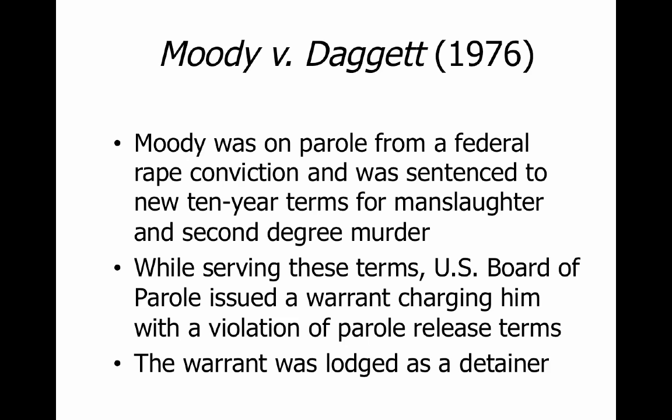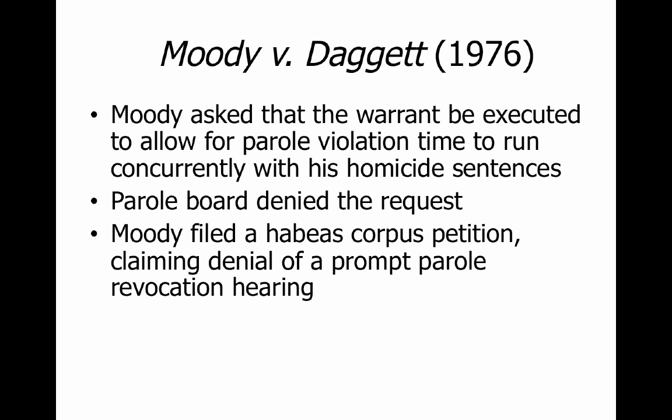In Moody v. Daggett in 1976, Moody was on parole from a federal rape conviction, and was sentenced to a new 10-year term for manslaughter and second-degree murder. While serving these terms, the U.S. Board of Parole issued a warrant charging him with a violation of parole release terms. The warrant was lodged as a detainer. Moody asked that the warrant be executed to allow for parole violation time to run concurrently. The parole board denied the request. Moody filed a habeas corpus petition.